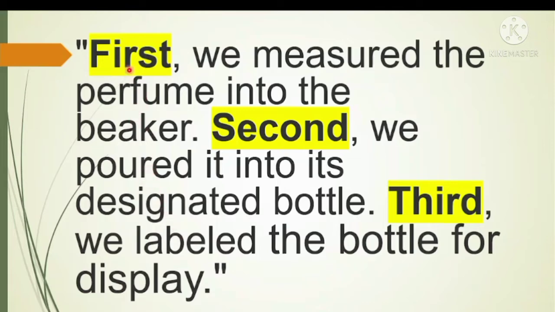For example, first, we measured the perfume into the beaker. Second, we poured it into its designated bottle. Third, we labeled the bottle for display. So you observe, this is a sequence of events on how the product perfume was processed before it was displayed.